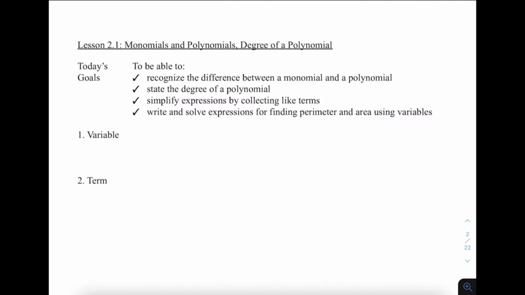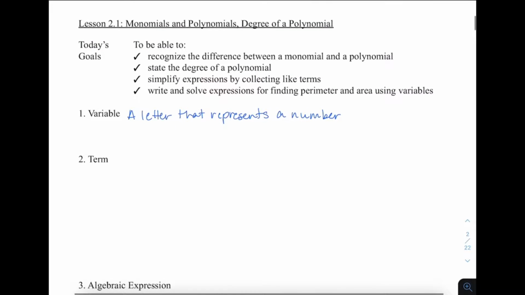So a variable is a letter that represents a number. I'm sure we've seen variables before, so I'm not going to get into that in too much detail. We've also briefly discussed what a term is, but we're going to talk about this again.